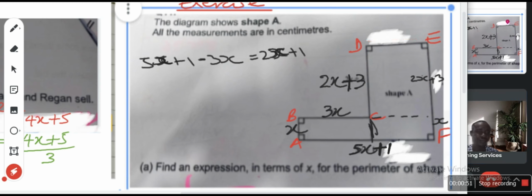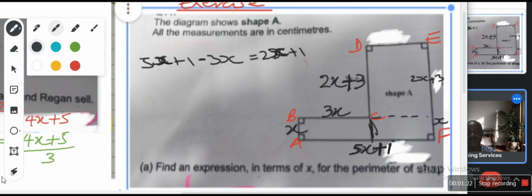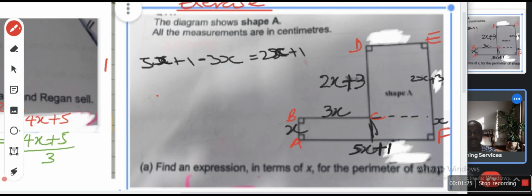Is it 2x plus 1? How did you get that? 5x plus 1 minus 3x. Excellent. Oh, that's what you worked out here. Interesting. Because D to E is this whole length, A to F minus B to C. So A to F, take away B to C, correct. So what you worked out here is D to E. So let me write it out. DE is equal to this.